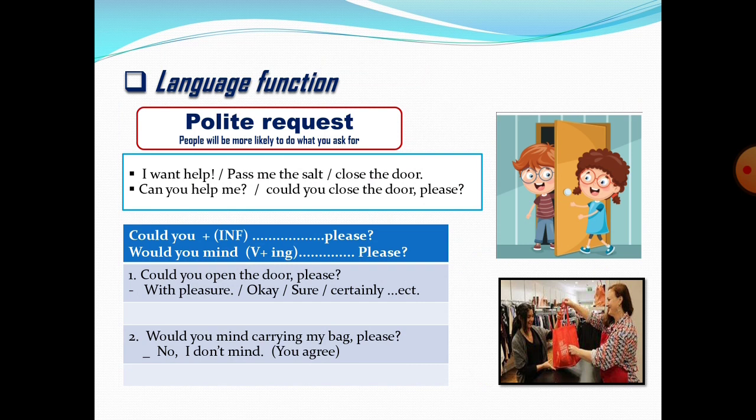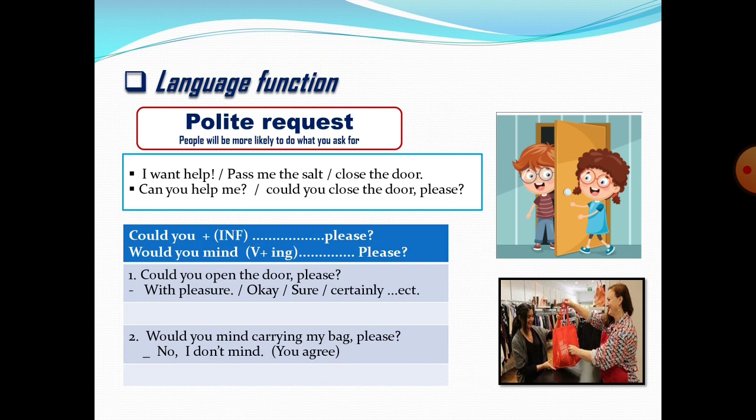The first one, we cannot call it polite request. Why? Because it is direct speech, direct words. Unlike the second one, can you help me? We call it polite request. So the main two ways to make a polite request are could you and would you mind.